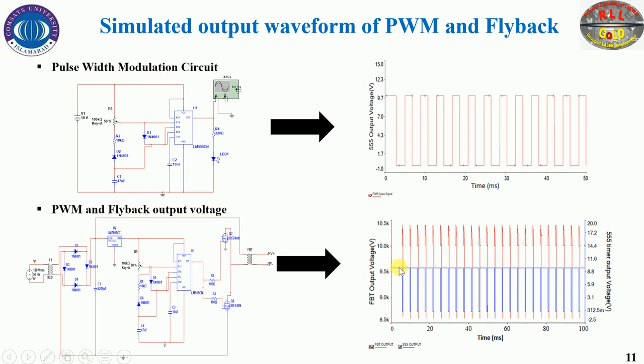When the high voltage of the PWM signal is applied at the gate of the MOSFET, the drain to source channel acts as a closed circuit, and the current starts flowing through the primary winding of the flyback transformer, and energy is stored in the form of a magnetic field. But at that time there is no voltage at the output of the flyback.